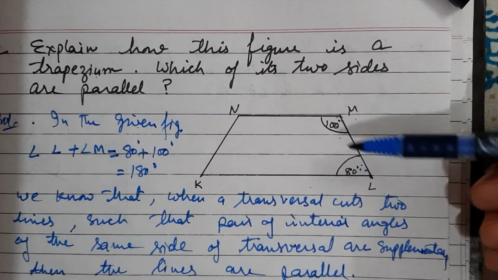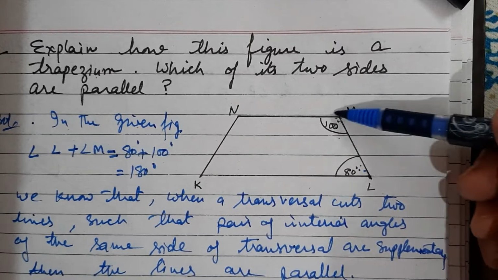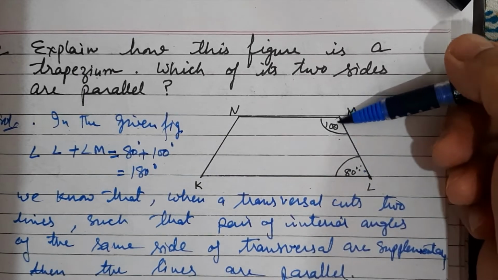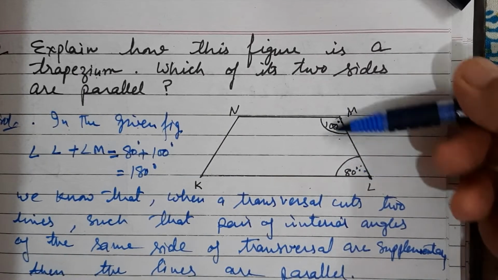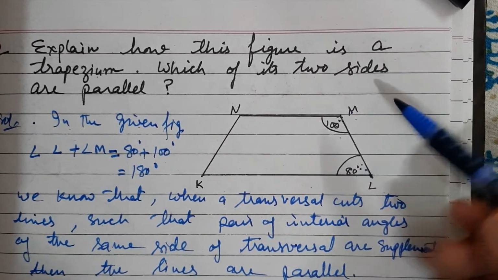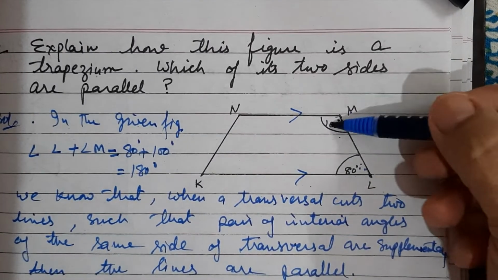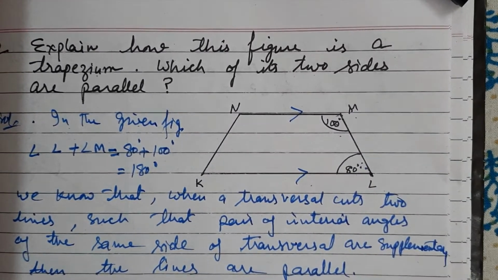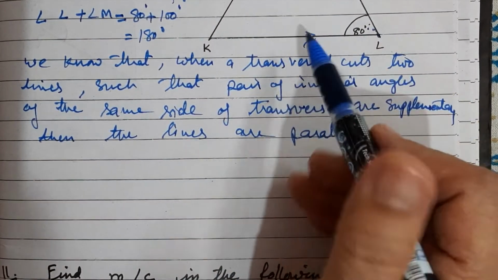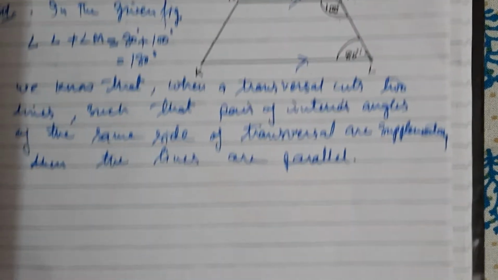See this transversal here, LM. It is intersecting two lines, KL and NM, and on the same side of the transversal these two interior angles are supplementary, so the lines are parallel. So these two lines are parallel. The sum of these two angles is equal to 180 degrees, so they are supplementary. This is the reason why these two sides are parallel. If two sides are parallel, it means KLMN is a trapezium.